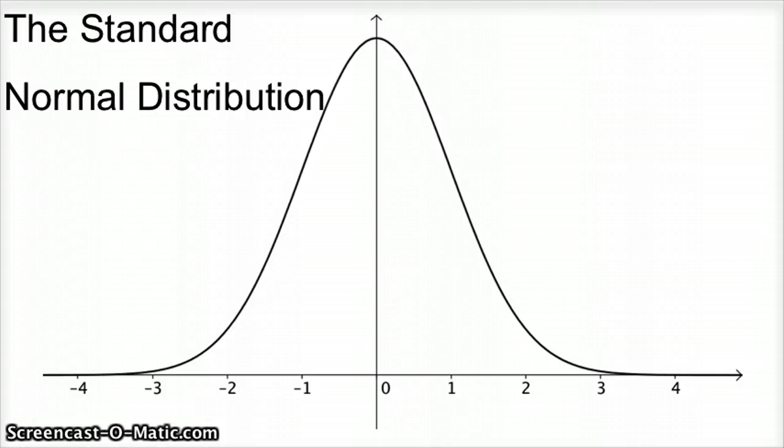Alright, the standard normal distribution. I'll try not to butcher this too bad. But right here you have what's called the normal curve or the bell curve. In this particular one I have a very small standard deviation.